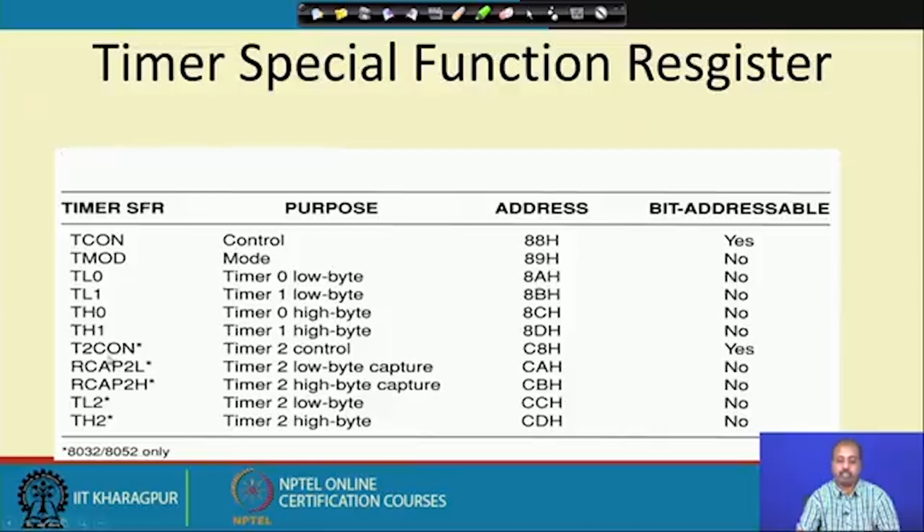Then we have T2CON. T2CON is for 8052, and we have some low byte captures. These are some of timer 2's special modes, and for that purpose these registers are used.